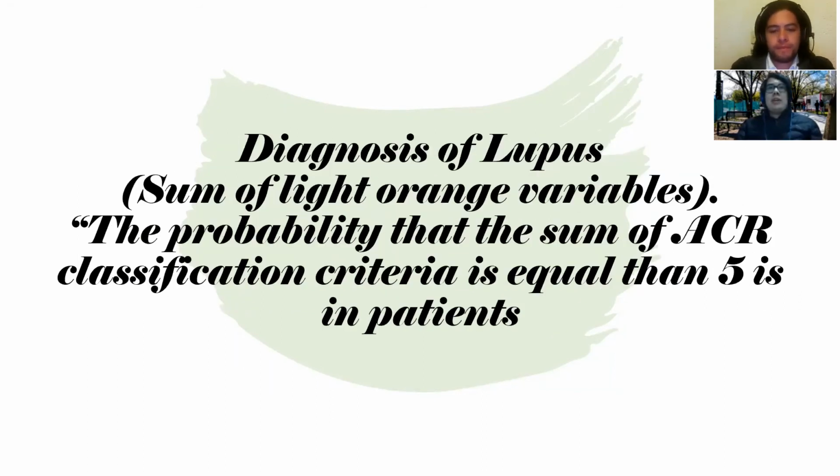and in the last part, our hypothesis is based on diagnosing lupus. It's important to remember that diagnosing lupus is the sum of the orange variables, and the formal hypothesis is: the probability that the sum of ACR classification criteria is equal to 5 in patients.